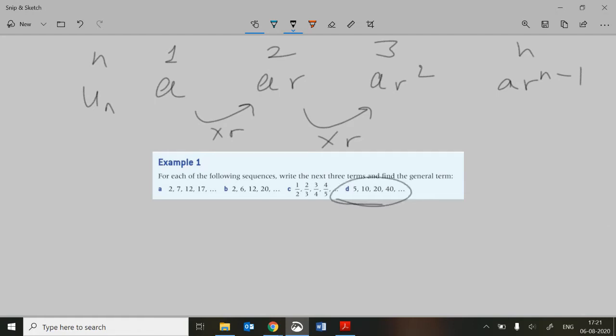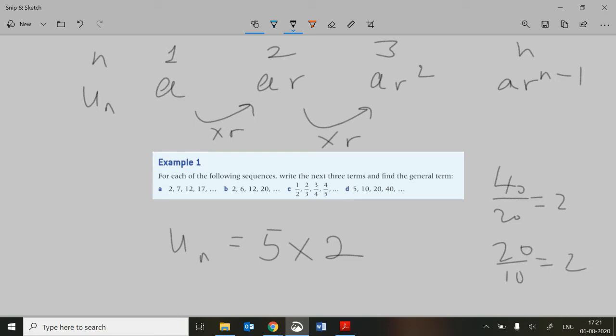I mean, these will turn up later in later exercises, these common formulas, but it's nice to be aware of them early on. So the formula for this one is simply 5 multiplied by r. So r is 2. 10 divided by 5 is 2, as is 20 divided by 10, and so on. In fact, any un divided by the previous one always gives you 2 in this case. Okay, so here we've got 5 times 2 to the power of n minus 1. Yeah, we can leave it like that.